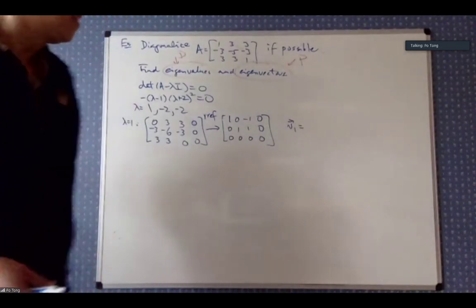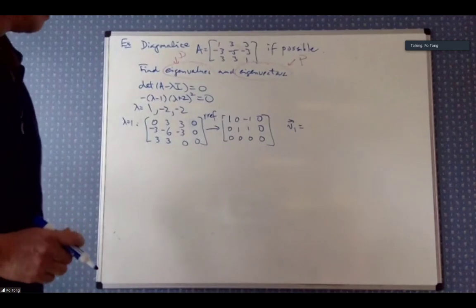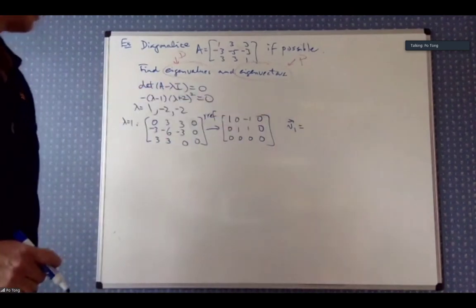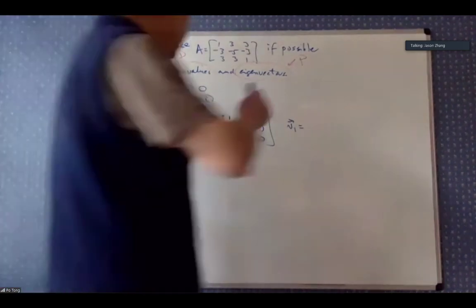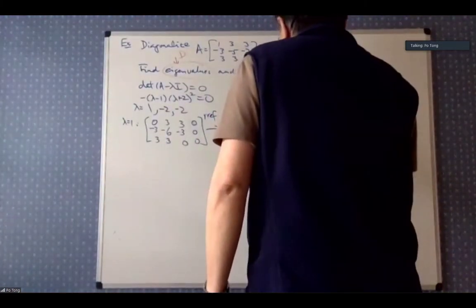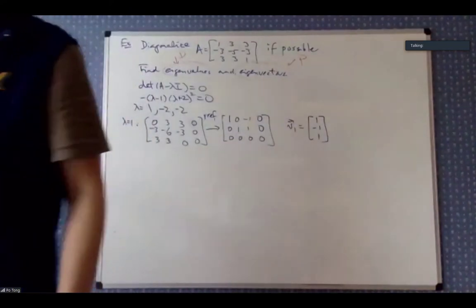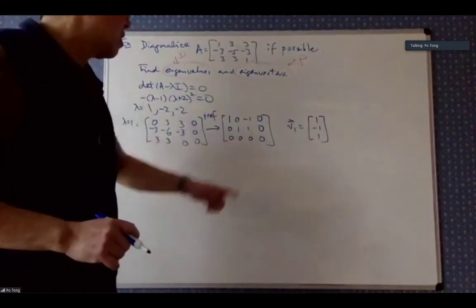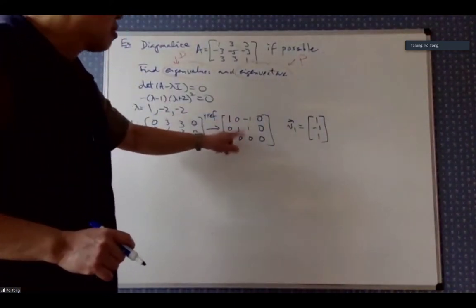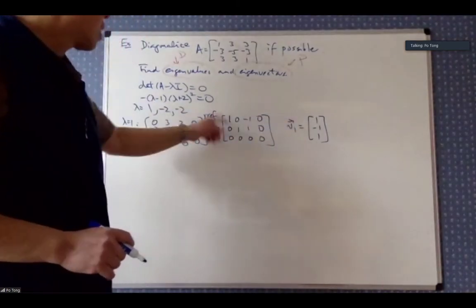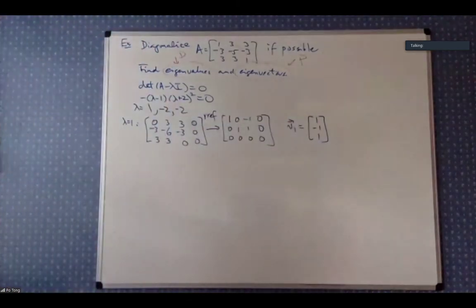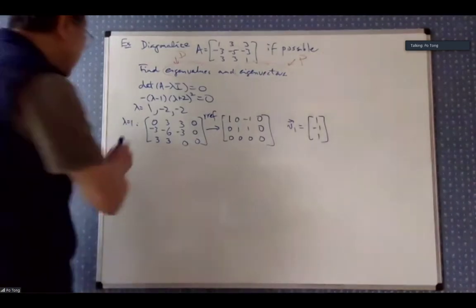So better? Okay. Can you write V1 right away in your head? I would say this is going to be 1, minus 1, 1. x3 equal to x3, the free variable. x2 equal to negative x3. x1 equal to x3. Is it okay? Yes.